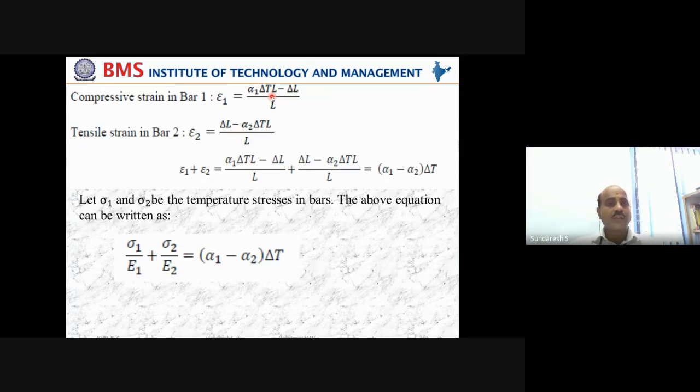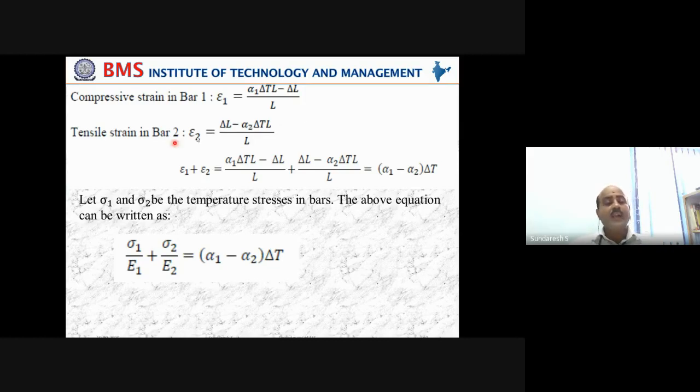The amount of contraction, which we call the deformation in bar 1, divided by L, the original length, will constitute the compressive strain in the material 1.